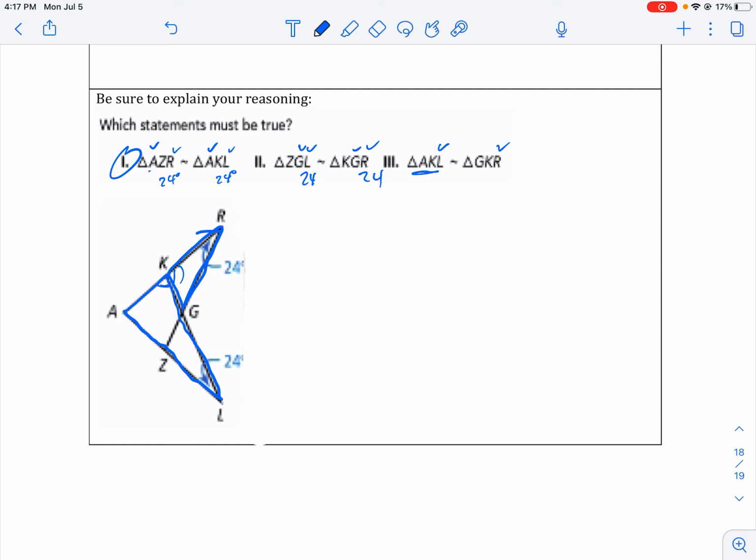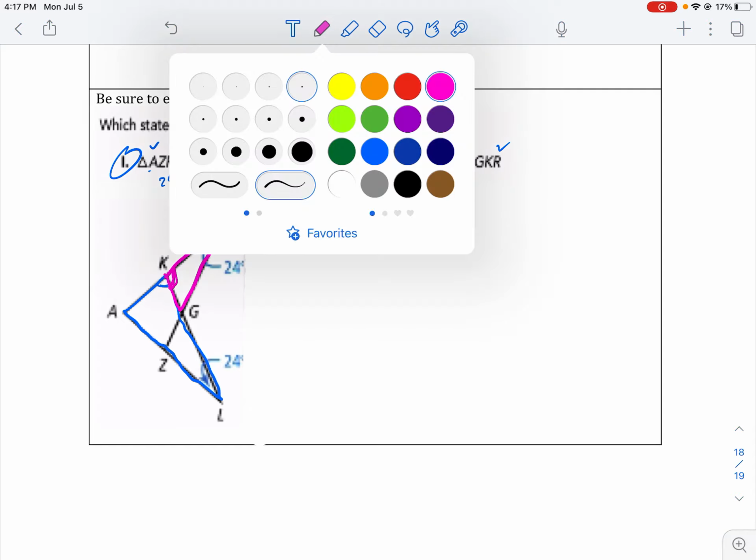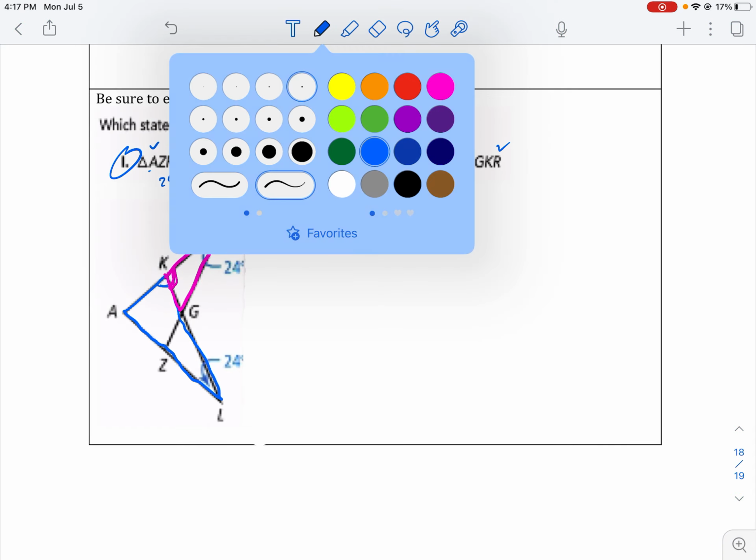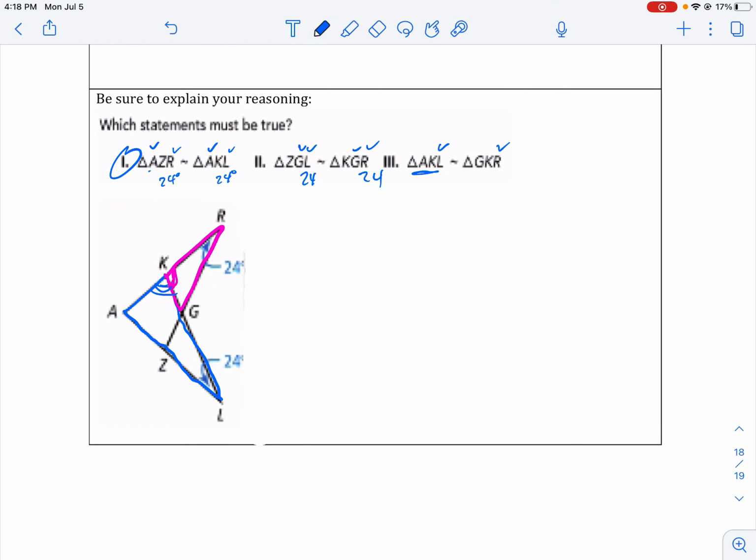Okay, maybe I should do this triangle in a different color to show the two different triangles we want. This K right here does not match up to this K right there. Those are not the same. So we cannot conclude enough information here. So 1 and 2 are the only two statements that are true.